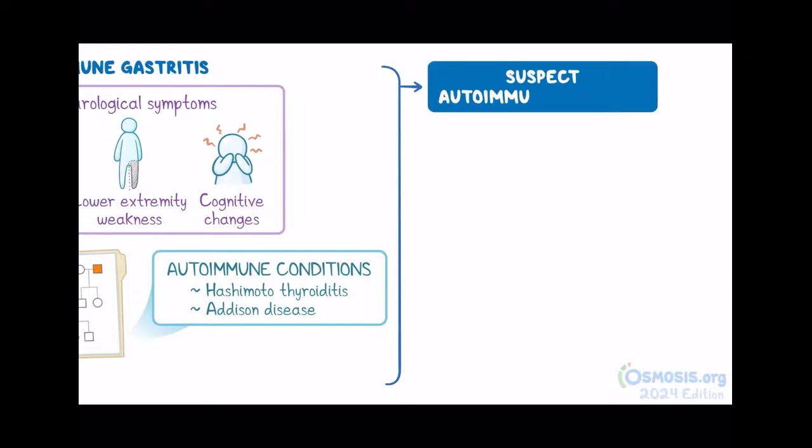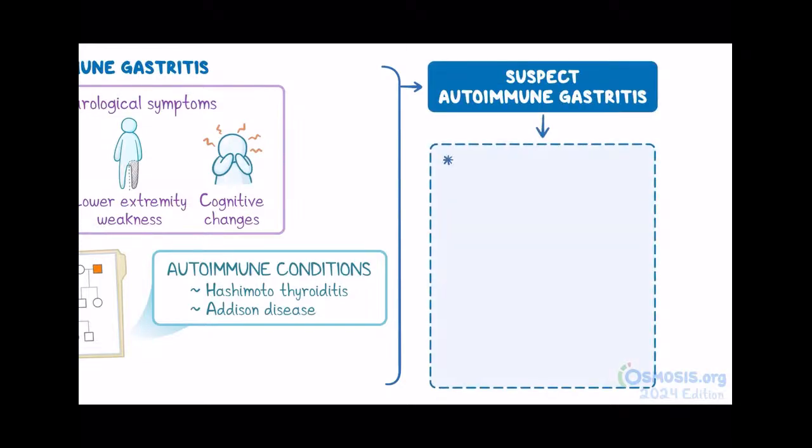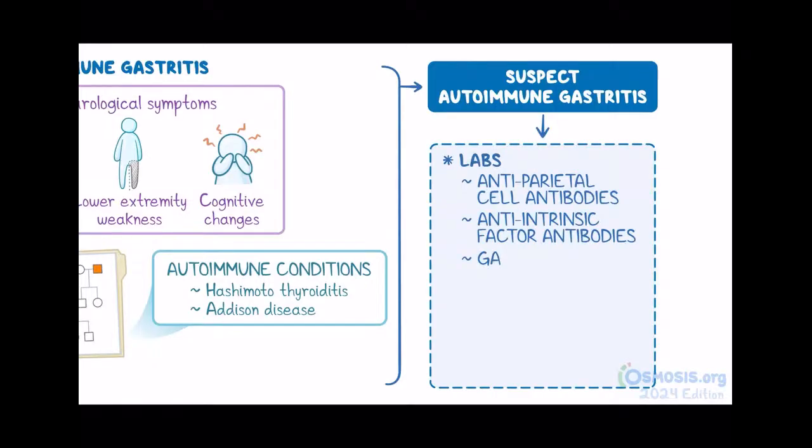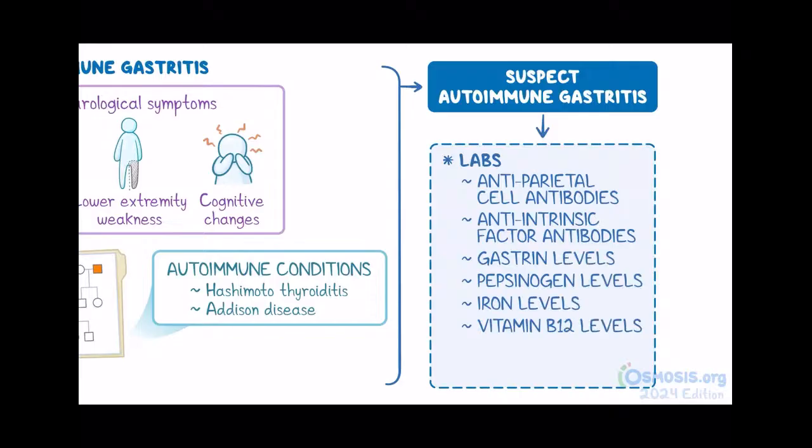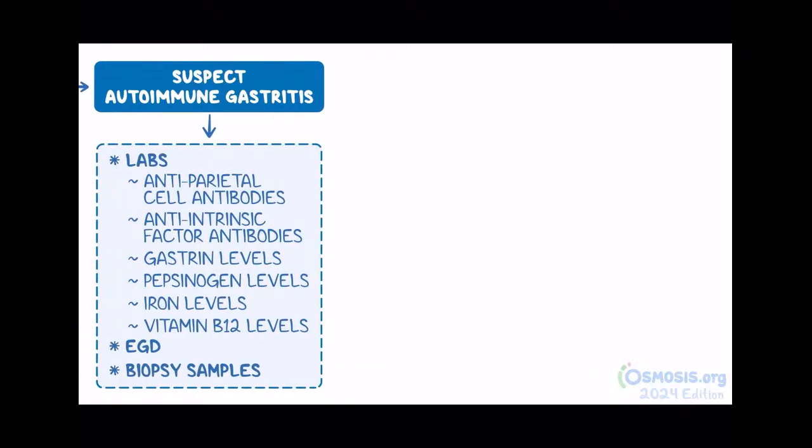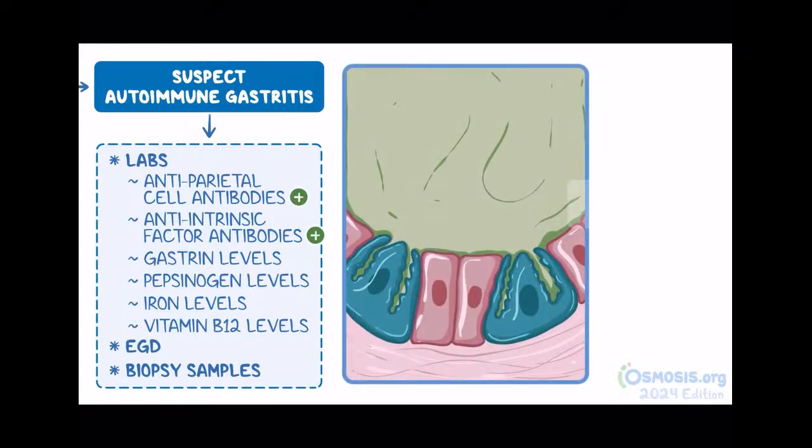At this point, suspect autoimmune gastritis and order additional labs, including antiparietal cell and anti-intrinsic factor antibodies, as well as gastrin, pepsinogen, iron, and vitamin B12 levels. Finally, be sure to visualize the gastric mucosa using EGD and don't forget to take biopsy samples. In autoimmune gastritis, antiparietal cell and anti-intrinsic factor antibodies might be positive.